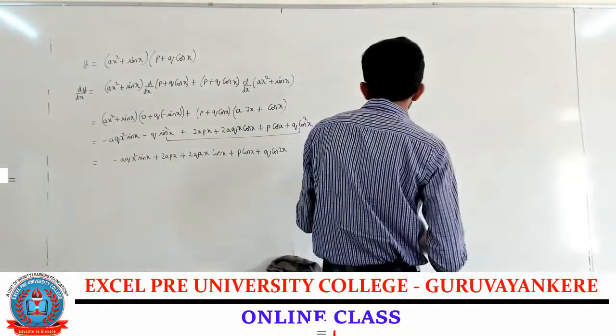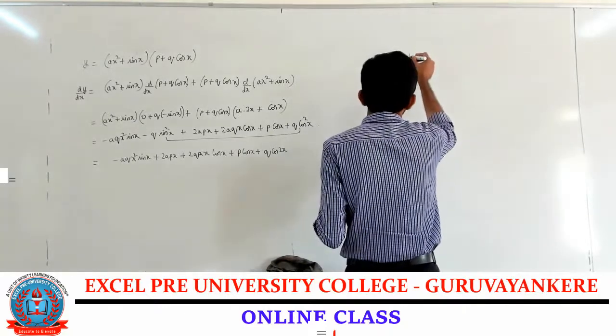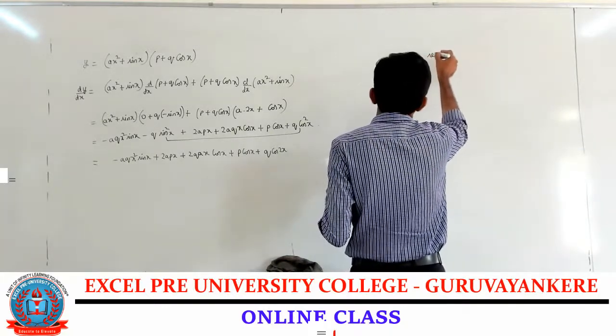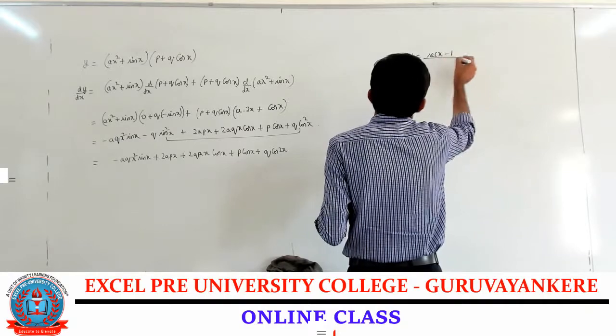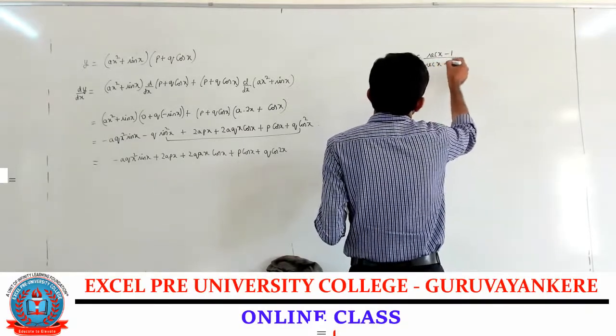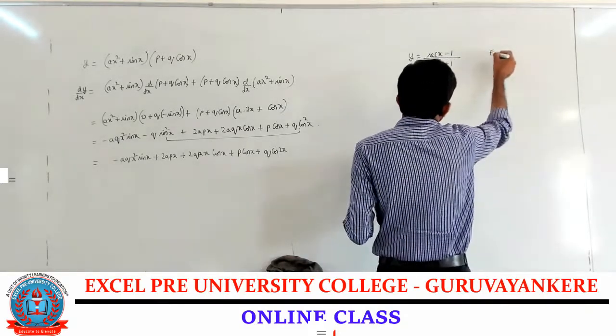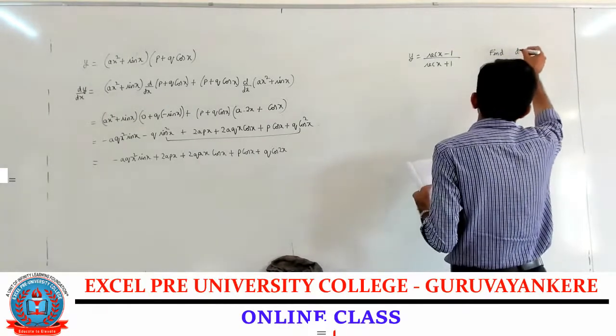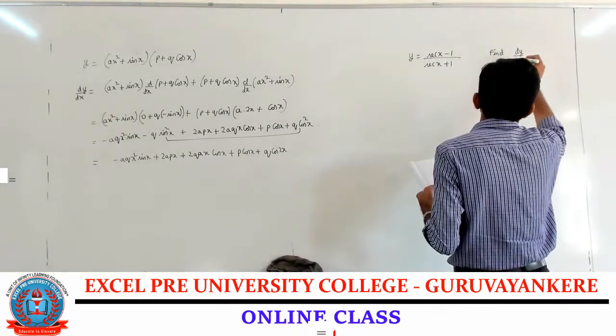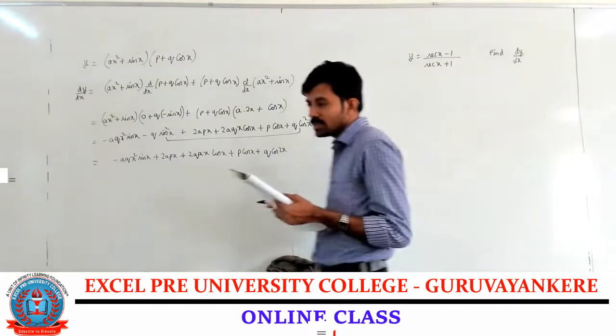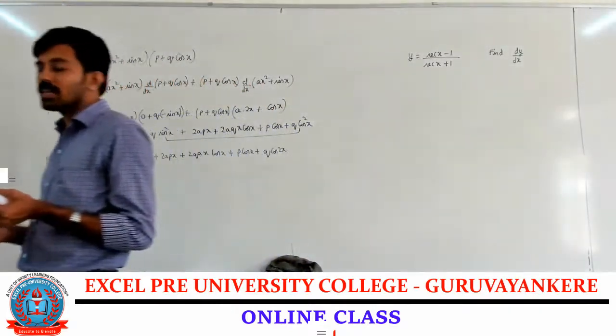y equal to secant x minus 1 by secant x plus 1. Find dy by dx. sec x minus 1 by sec x plus 1. Do this. Apply the quotient rule.